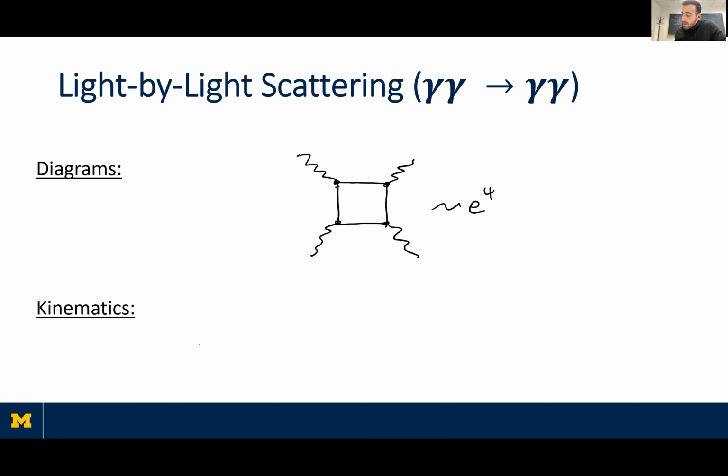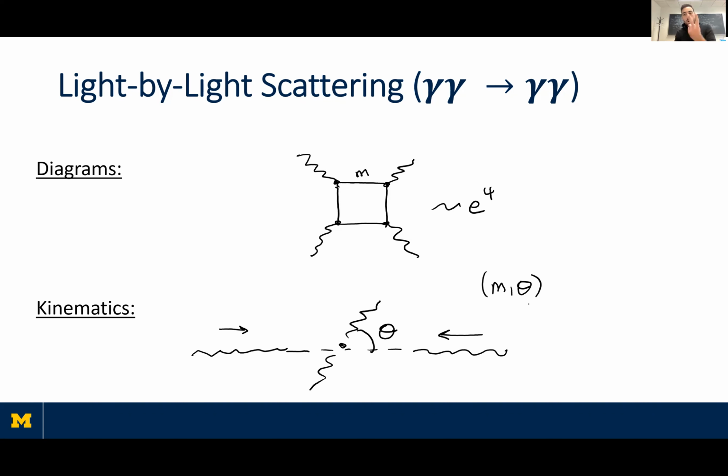If you imagine the kinematic scenario, you have a photon coming in this way, and a photon coming in the other way, and then maybe they collide in the middle and they go off in different directions. There's an angle that's made by the outgoing photons. And it ends up happening that this diagram, this light by light scattering, depends only on the mass of the inner fermion and this angle theta. So we're going to end up with a function of m and theta. These are our 2 inputs that we're going to be using.